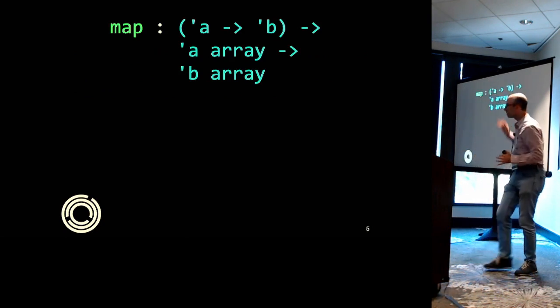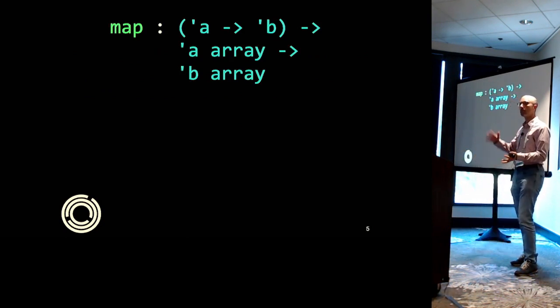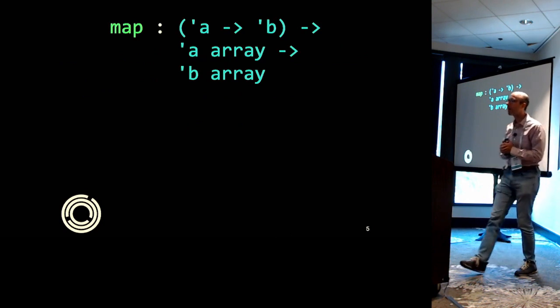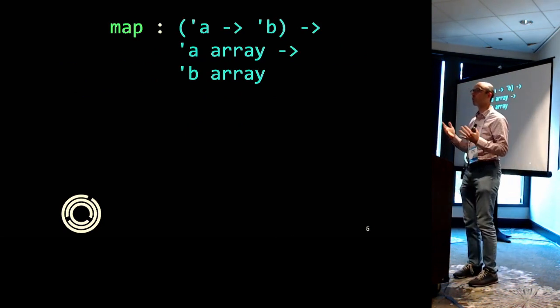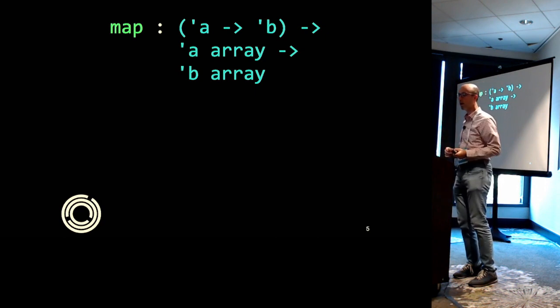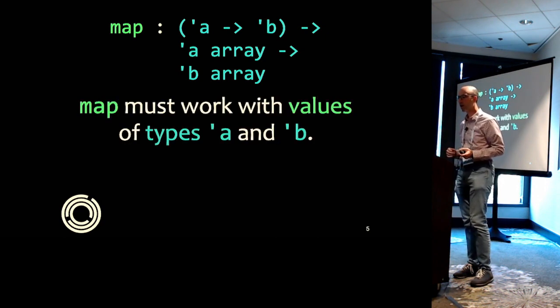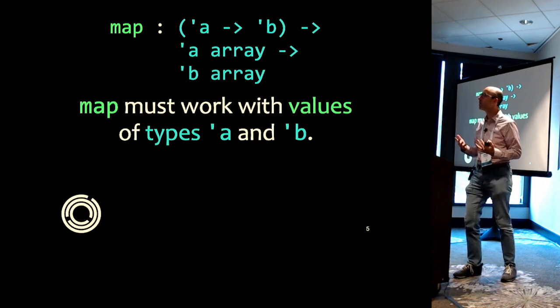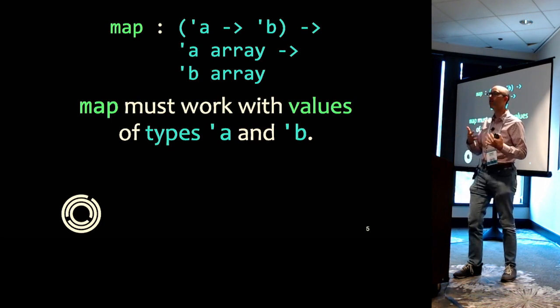So I now want to introduce this map example here. This is going to be my running example throughout the rest of the talk. So I might have an array of some type alpha, and I want to map a function over that to create a new array of some type beta. That map function must manipulate values of types alpha and beta.